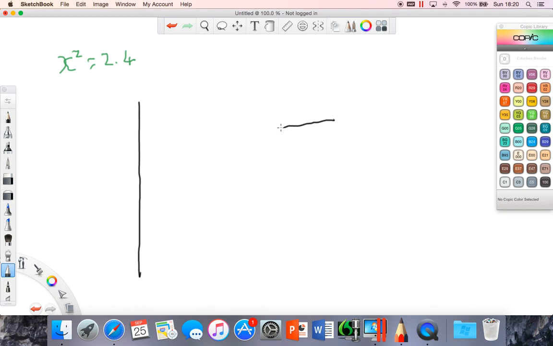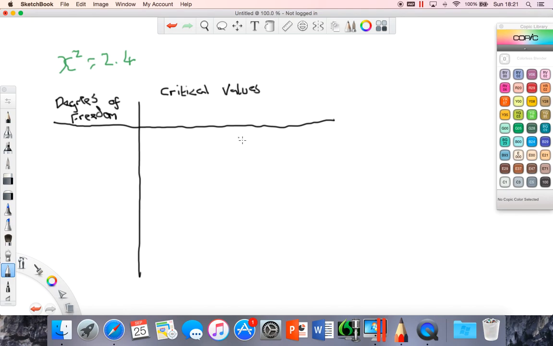Now, a table of critical values simply looks like this. You'll have the first column that says degrees of freedom, and you'll have a second column that has your critical values on. Critical values. Okay? Now, in this critical value column, you'll see that there's various numbers. Those numbers will be 0.5, 0.2, 0.1, 0.05. And sometimes you'll have more than that.